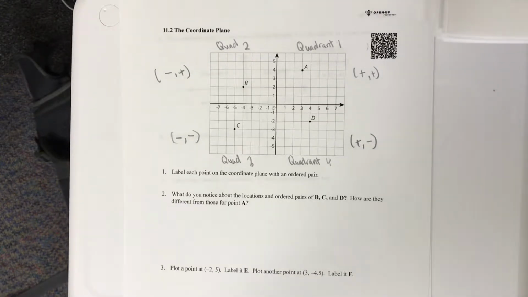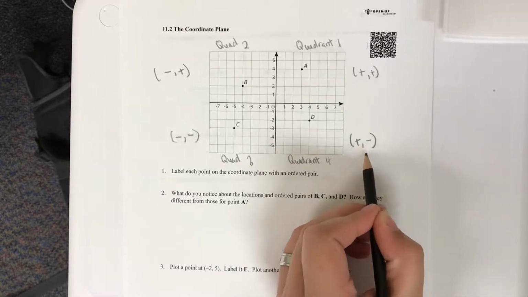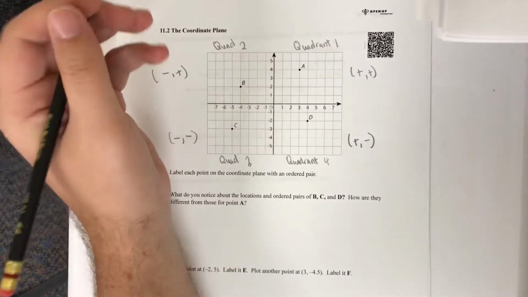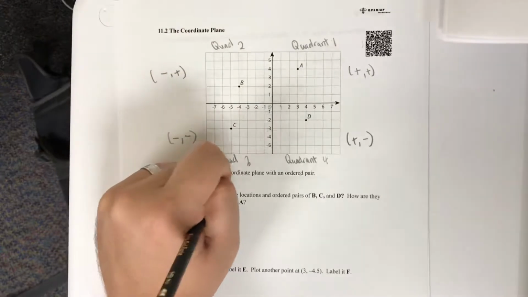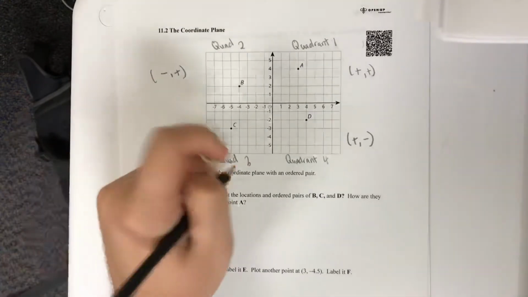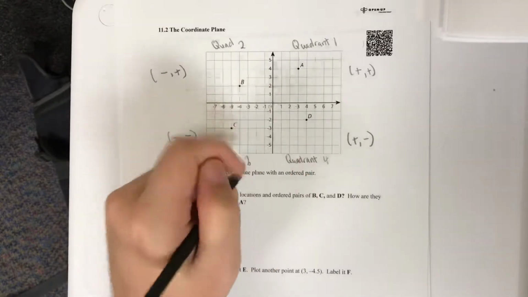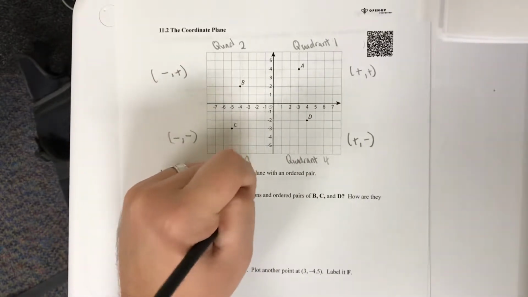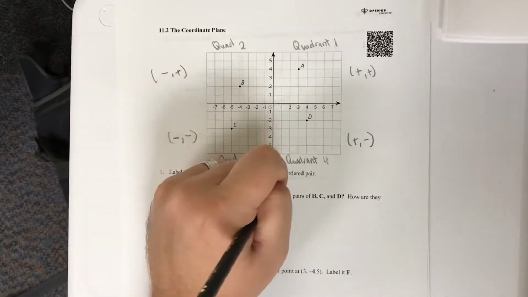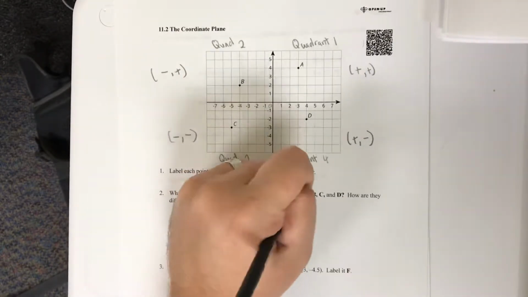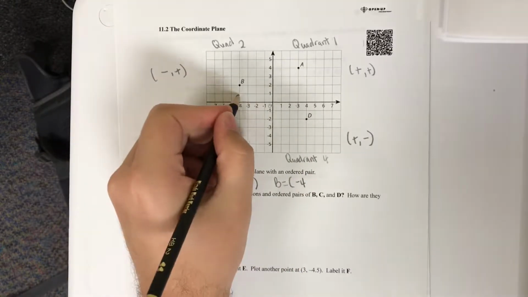So the first thing says label each point on the coordinate plane with an ordered pair. An ordered pair is just like this, right? So it has an x value, it has a y value. So I'm going to start with A on the coordinate plane. I can just write it down here. That way it has space. A's coordinate pair is you go over 3 and you go up 4, 3 comma 4. B's coordinate is you go over negative 4 and you go up 2.